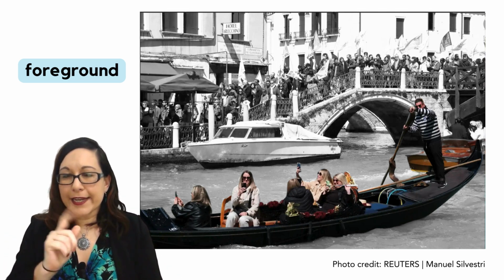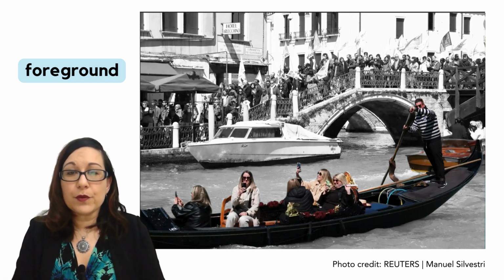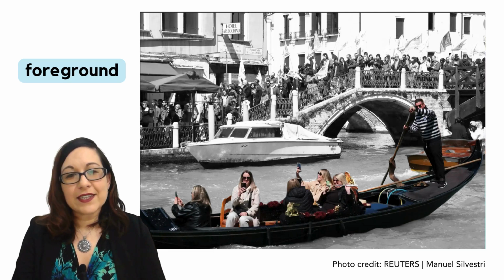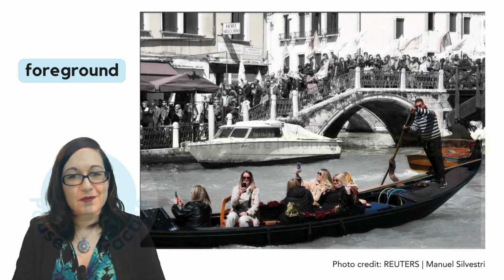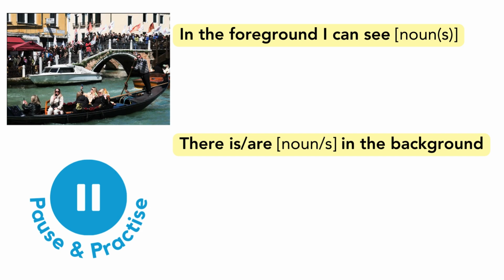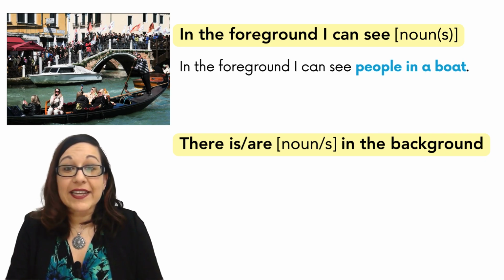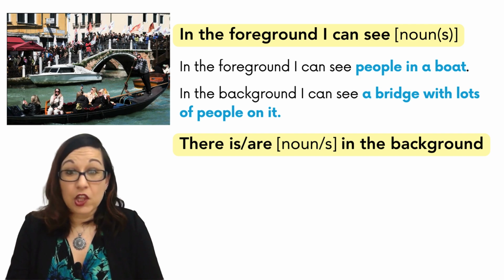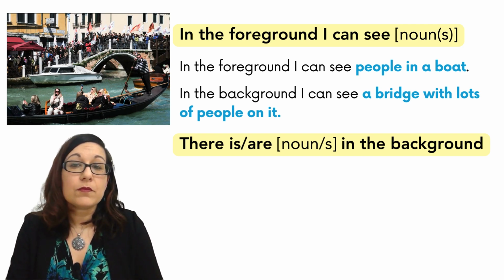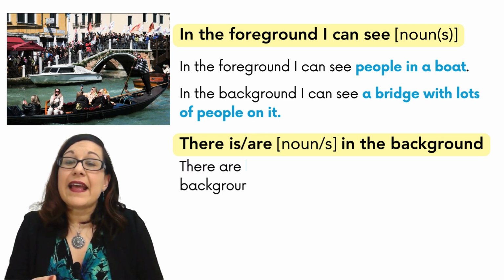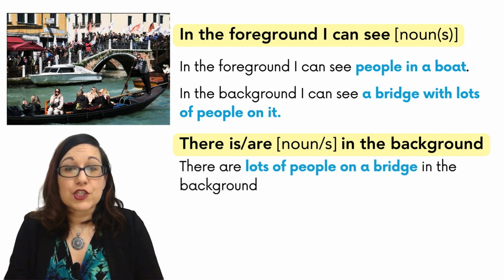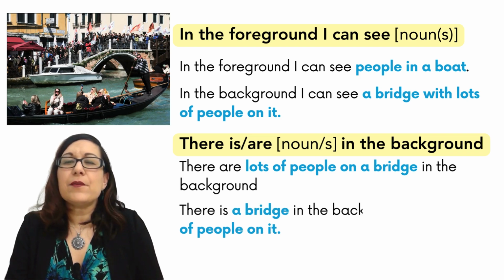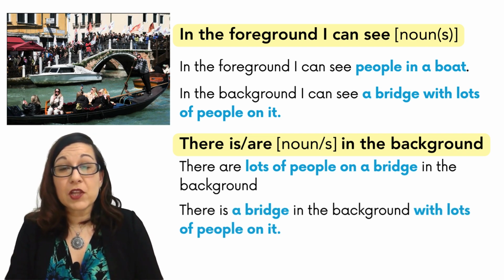So, take your notes that you have just made on what you see in the photo, and I'd like you to put them into the following sentences. In the foreground, I can see people in a boat. In the background, I can see a bridge with lots of people on it. The other structure is there are lots of people on a bridge in the background. There is a bridge in the background with lots of people on it.